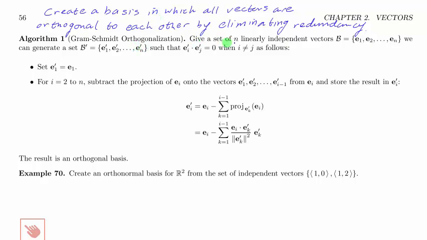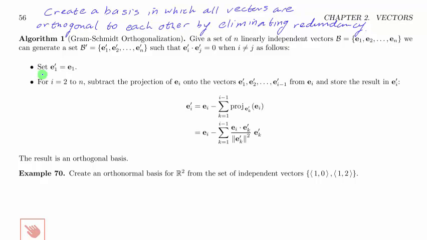So the algorithm states that we have n linearly independent vectors, e1 through en, and we are given this from the beginning. So if you are given a set of vectors and you're not sure if they're linearly independent, you need to check that first. But once we have our linearly independent set, which could itself be a basis, then we're going to take that basis and generate this new set B prime, which consists of these vectors that make up an orthogonal basis.